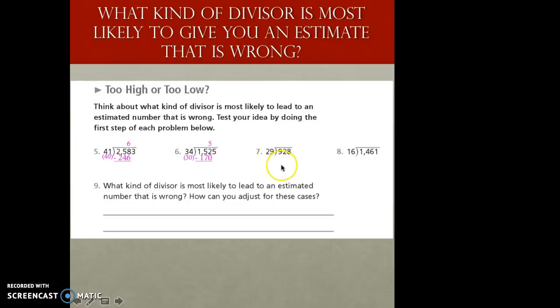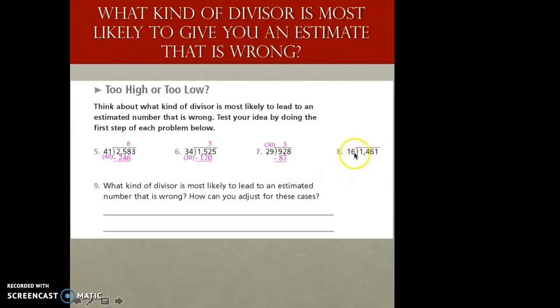Okay, let's look at this one. When we round off our divisor, we round it up to 30. So I'm thinking, how many 30s are in 92? And I know that 3 times 30 is 90. So 3 times 29 gives me 87. And when I subtract that, I'm going to get a number that's less than 29. So I'm going to be okay, and I can go ahead and finish that problem.